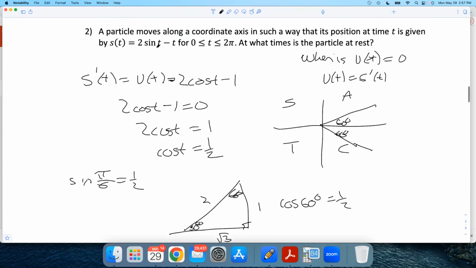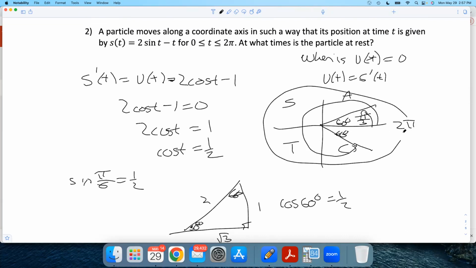Now, the question here has my time in radians, so I can't just start throwing around degrees. This was just to help me figure it out. Now I got to figure out what those would be in radians. Well, 60 degrees, you should remember, is pi over 3 radians. So that's this angle. And then all the way around would be 2 pi. I didn't go all the way around. I went 2 pi minus a pi over 3.